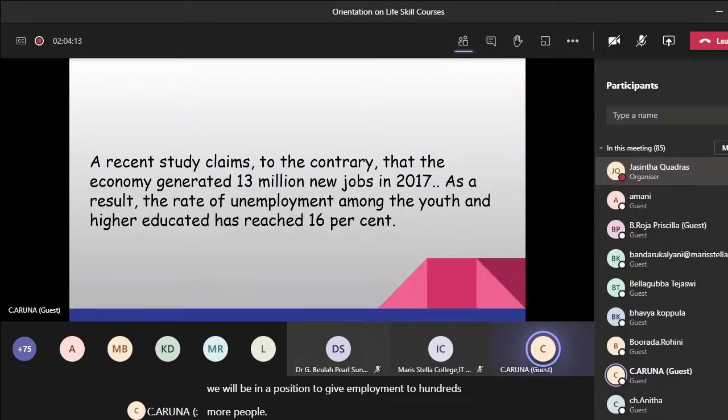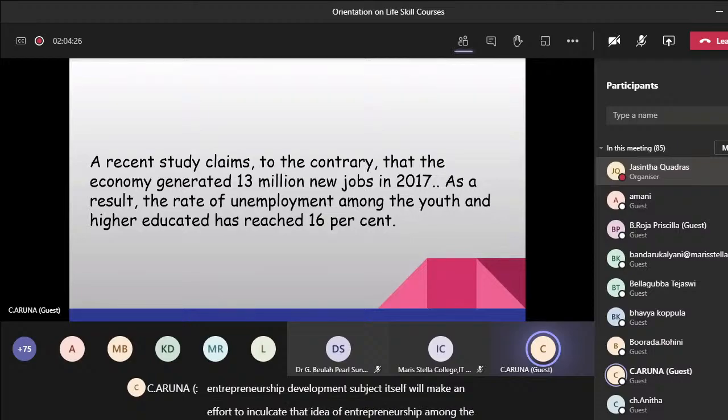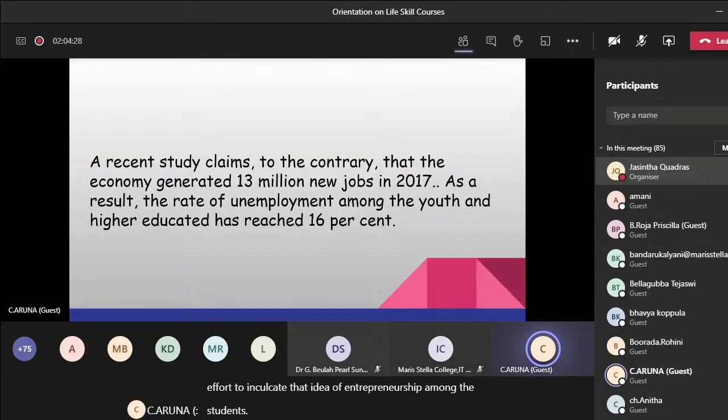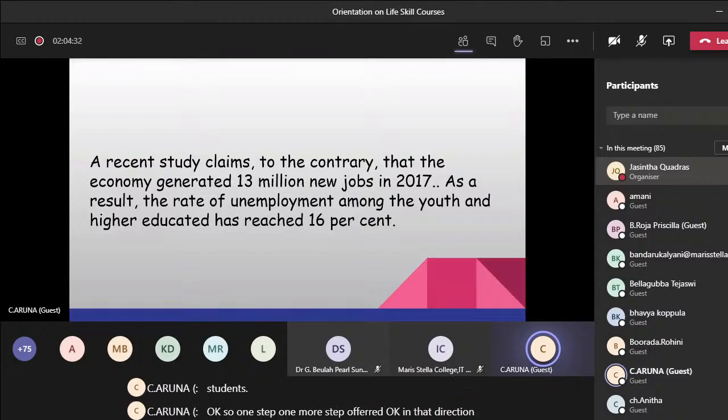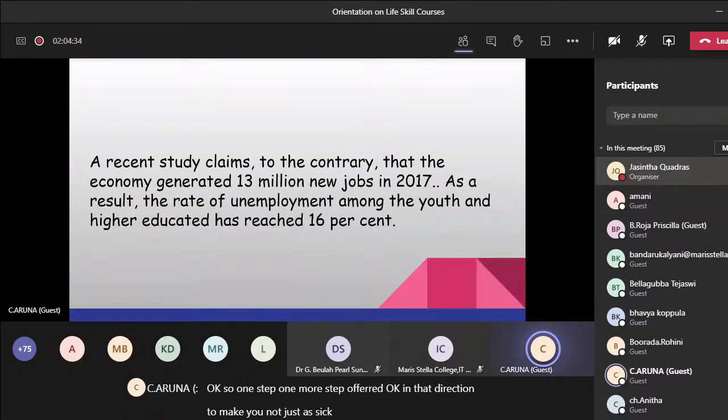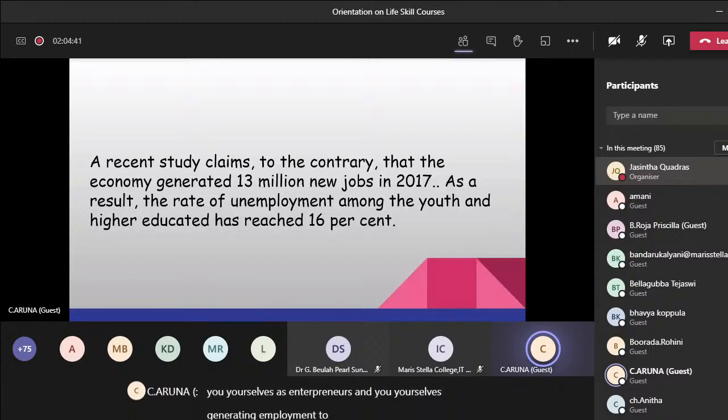Yes. Now, this entrepreneurship development subject itself will make an effort to inculcate that idea of entrepreneurship among the students. Okay, it's one more step in that direction to make you not just seekers of employment, but entrepreneurs yourselves, generating employment for hundreds and millions of people.